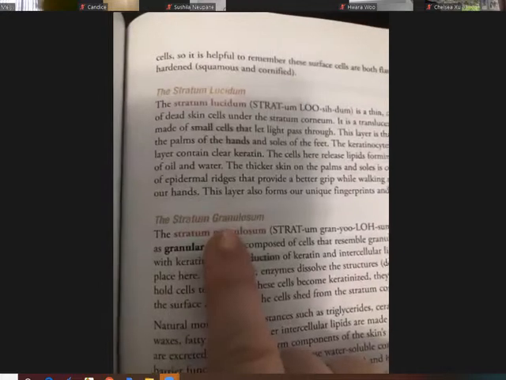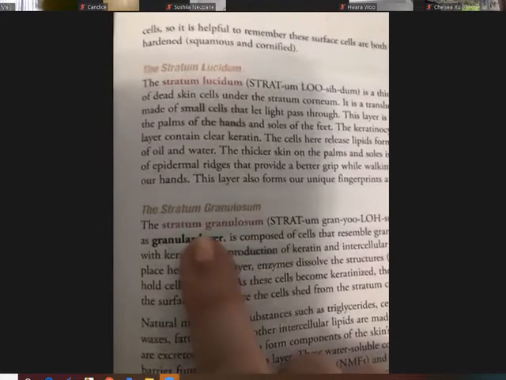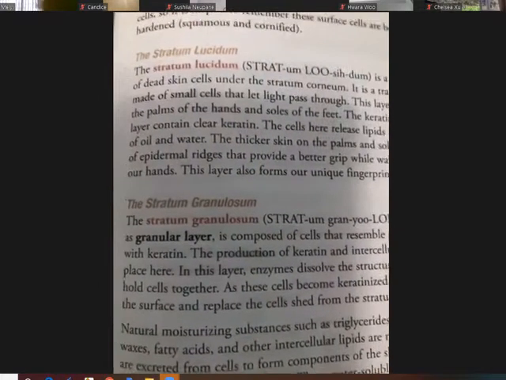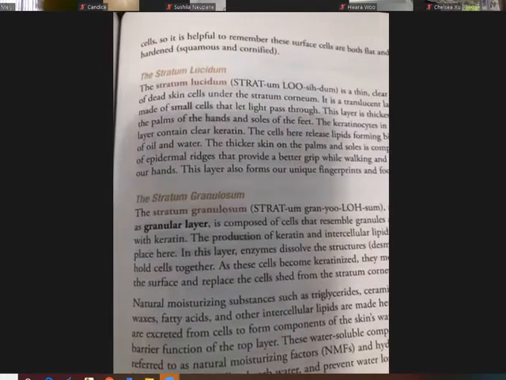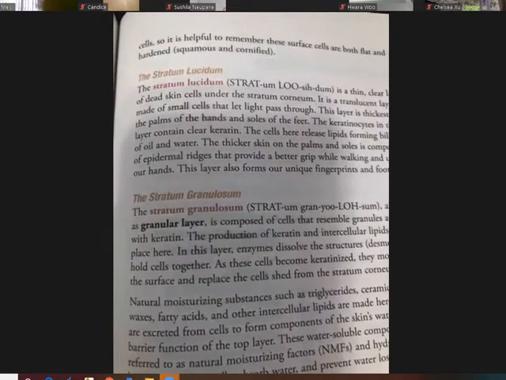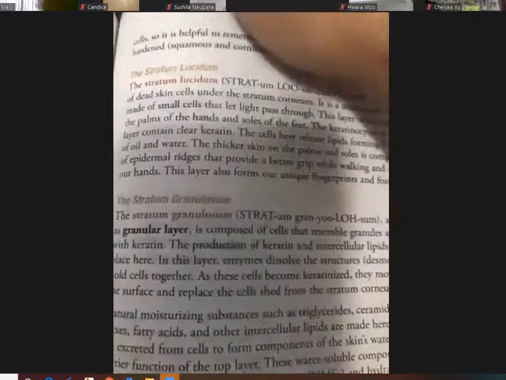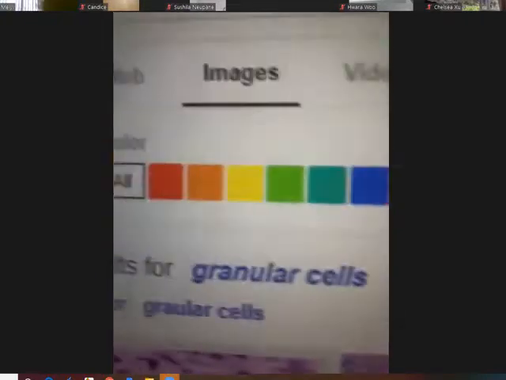Okay? Now the third layer, stratum granulosum. Stratum granulosum is also called the granular layer. Why is it called granular layer? It's because the cells look like grain. Okay? Let me show you a picture. This is your granular cells.